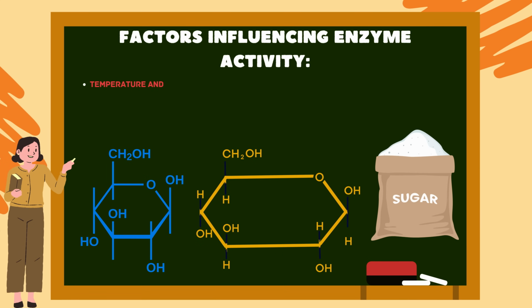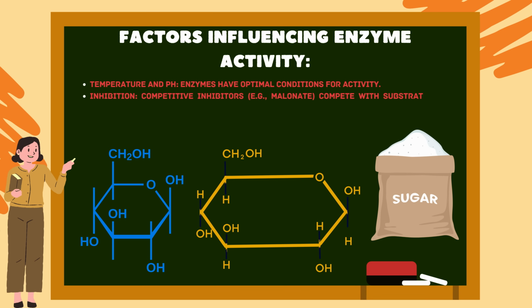Factors influencing enzyme activity: temperature and pH. Enzymes have optimal conditions for activity. Inhibition. Competitive inhibitors, example malonate, compete with substrates for active site binding.